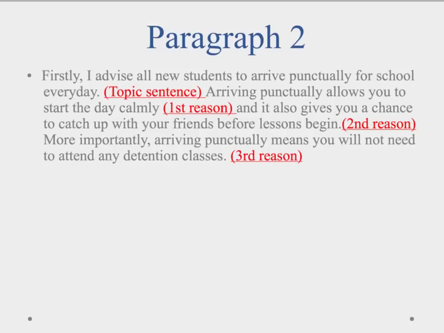More importantly, arriving punctually means you will not need to attend any detention classes. And that's my third reason. So you see, I can actually just give reasons all the way through. And that really makes for a meaty and good paragraph.